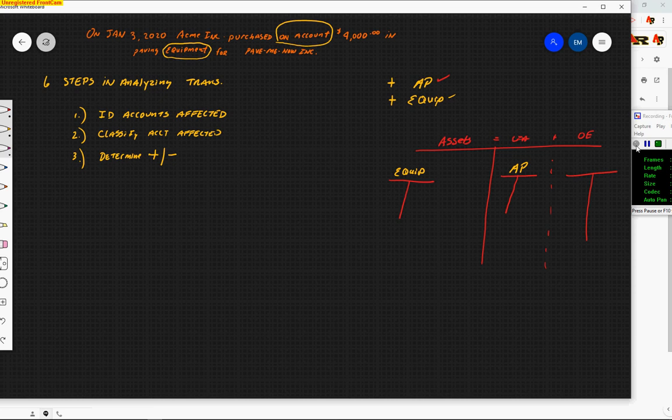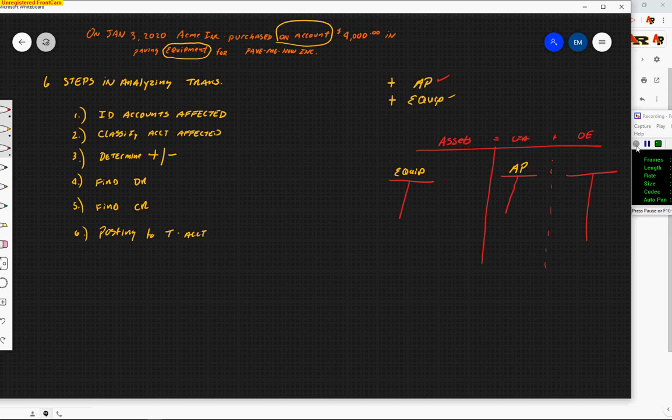Well, how do we determine the very first one and the 5th one? Let's go there. Find the debit. Find the credit. And the 6th step is posting it to a T account. And that's what we're doing here. So this is analyzing a transaction.